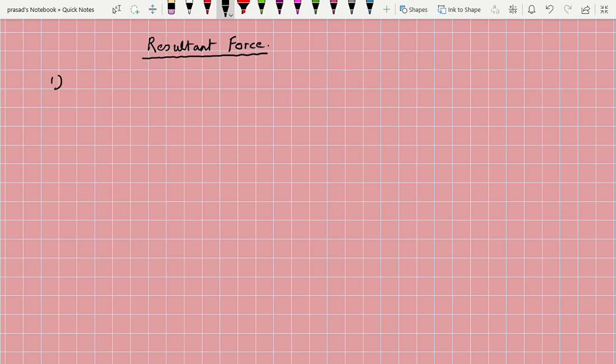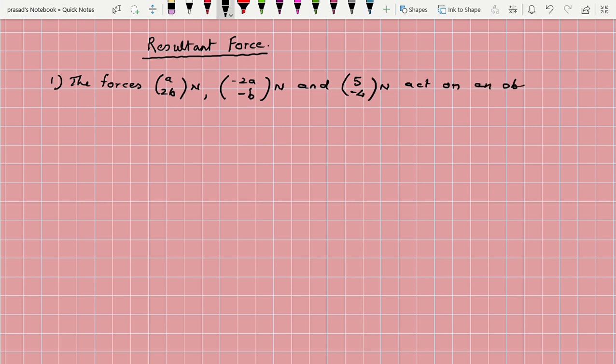So the first problem here, the forces (A, 2B) Newton, (-2A, -B) Newton, and (5, -4) Newton act on an object to keep the object in equilibrium. Find A and B.